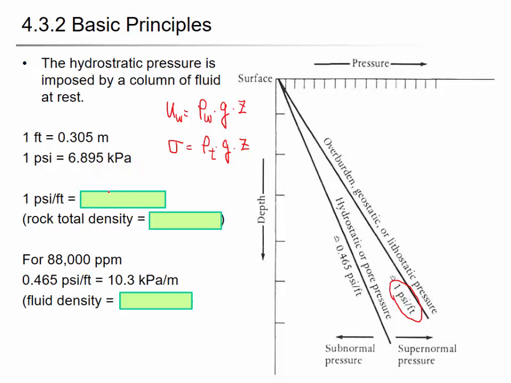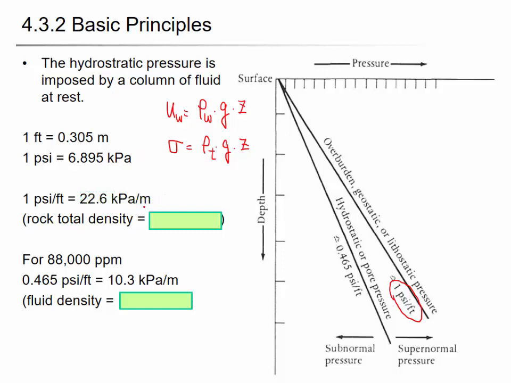So can you calculate it? Please give me the number. You can divide this 6.895 by 0.305. And what do you have? 22.6 kilopascal per meter, right?